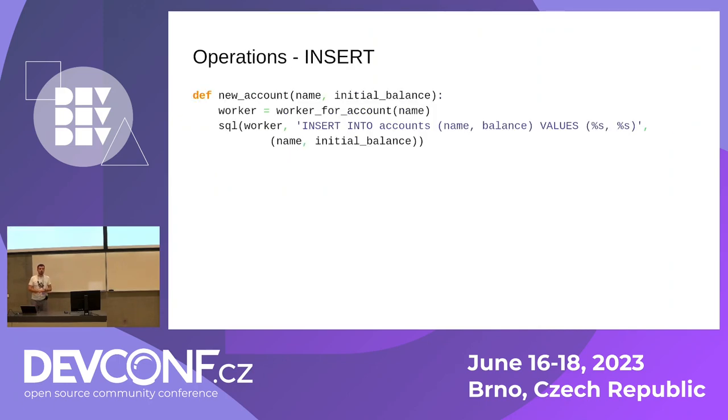So first, we want to put some money into an account. We want to create an account for a person. That's easy. We just need to know which worker manages that account. And we want to route the insert query to the right worker. That's fine. We know the hash function. We know which worker it is. So it's a matter of this single server.